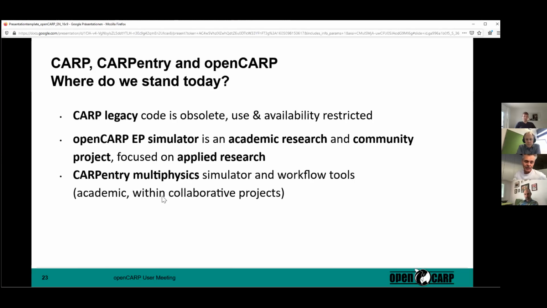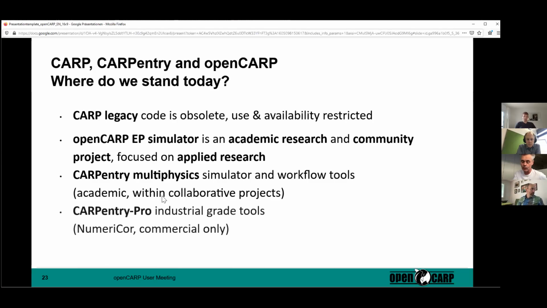In our lab, we have CARPentry, the multiphysics simulator, which we are advancing. So there's a lot of numerical work to be done, like FSI and so on. This is attractive for mathematical students or numerical analysts to work on. So this can support an academic career in mathematics. So this is something we are further developing, and this is academic and used within collaborative projects. So it's always for a specific means within the frame of a collaboration.